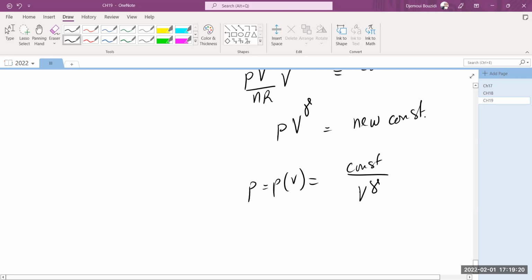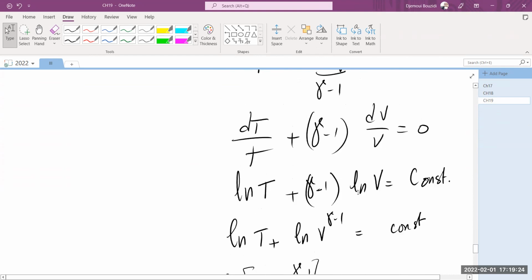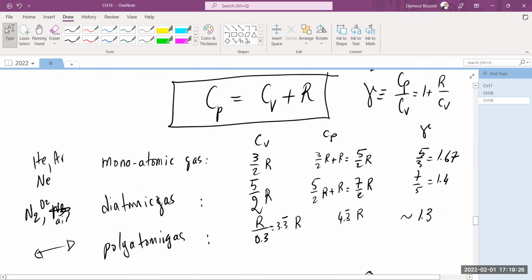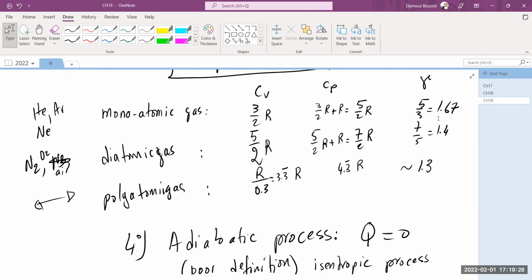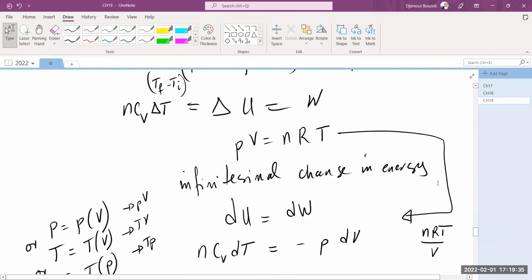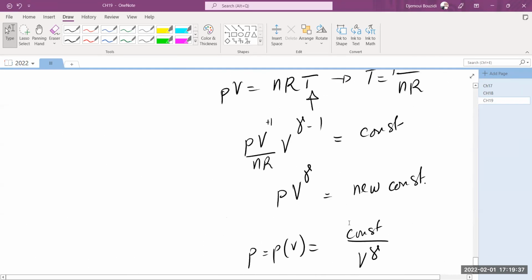So in the PV diagram, this is the expression I should be using, where gamma depends on what gas you're dealing with. If it's a monoatomic gas, it's 1.67. If it's a diatomic gas, it's 1.4. If it's a polyatomic gas, it's roughly about 1.3. So that is what that gamma is.